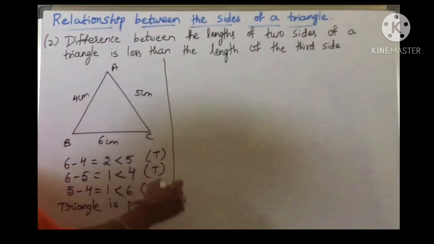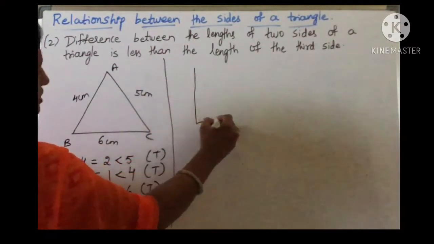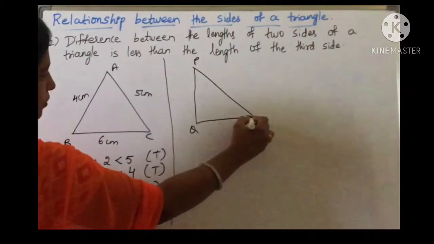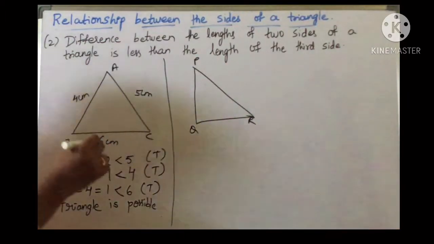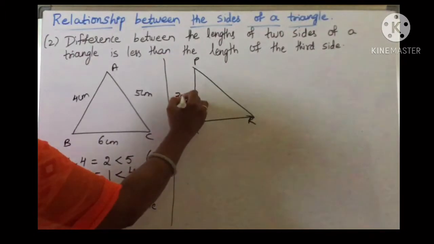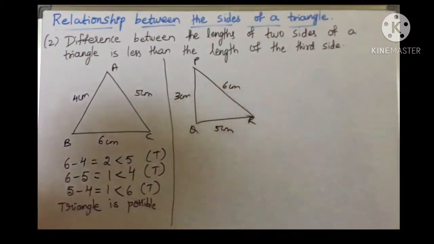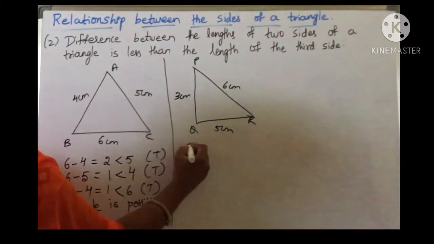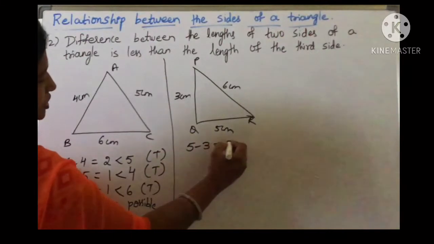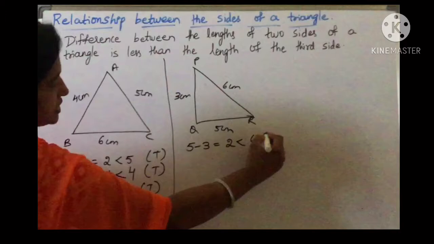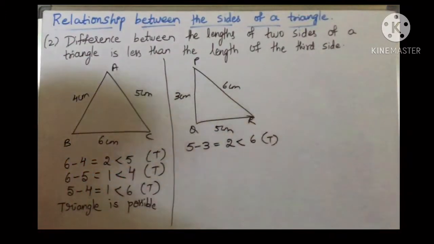Okay, children. Now we'll consider another triangle here. P, Q, R. Right? Here, 3 centimeters, 6 centimeters, 5 centimeters. Now we'll do here. Take first any two sides, 5 and 3. So 5 minus 3 is how much? 2. And compare with the 6. 2 is less than 6. Then it is true. Right, children?